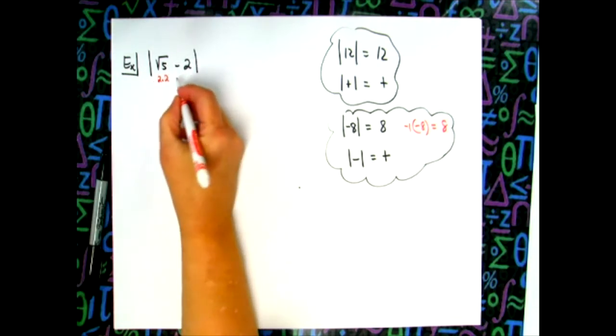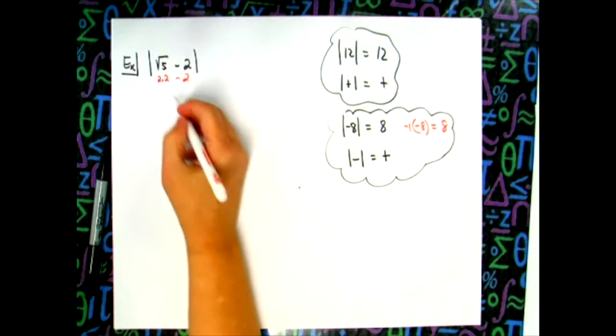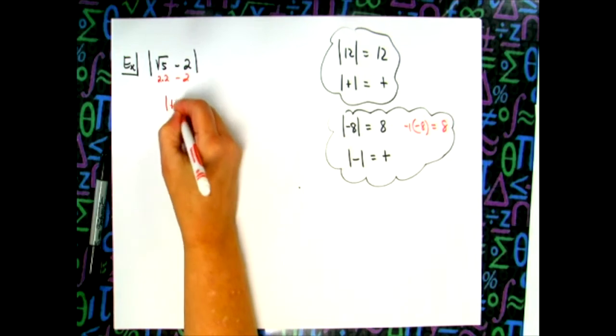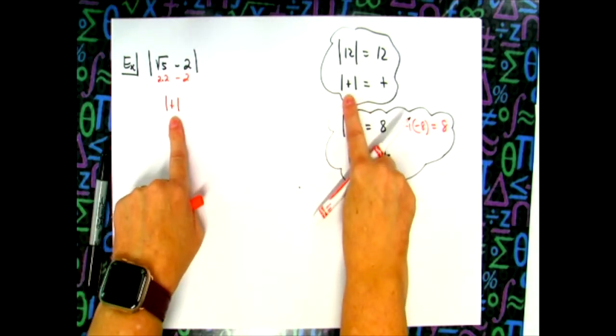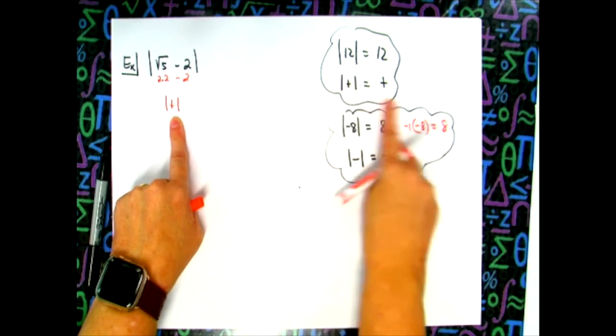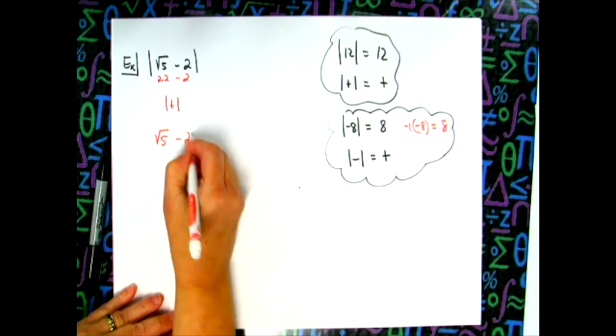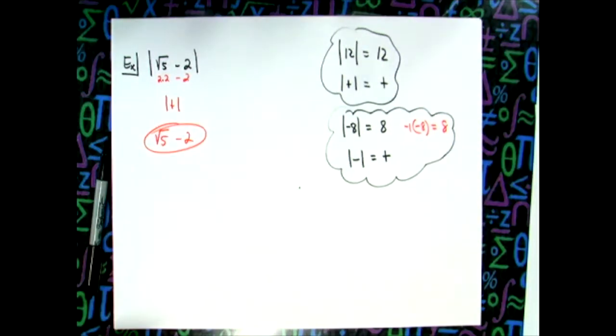Well, 2.2 minus 2, is that going to be a positive number or a negative number? It's going to be positive. So I'm taking the absolute value of a positive number. Well, when we took the absolute value of a positive number, we just got whatever that positive number was, right? We got whatever was on the inside. So that means the answer to this is square root of 5 minus 2. I just have to write the exact same thing down. When you take the absolute value of a positive number, you have a positive answer.